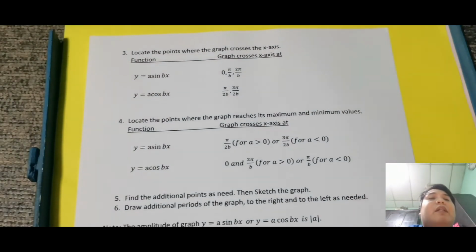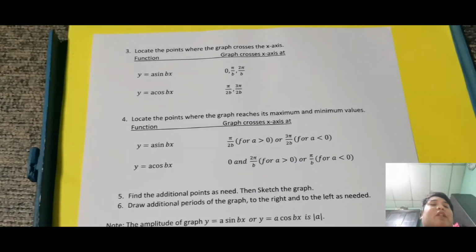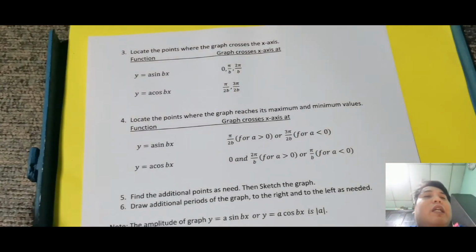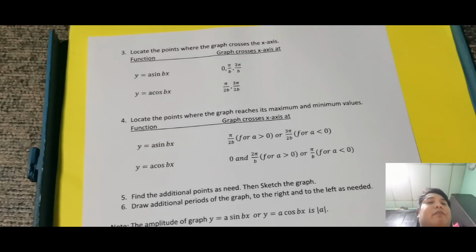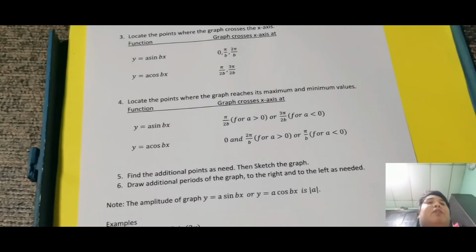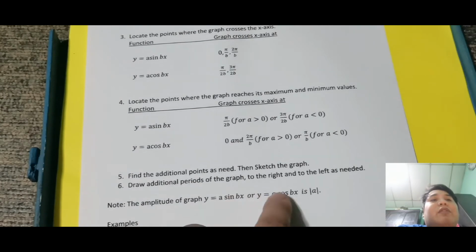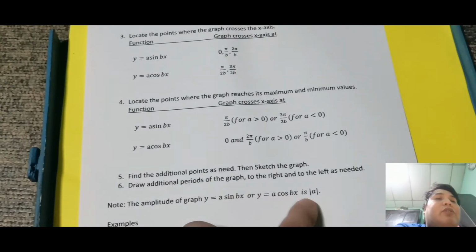Okay, next is find the additional points as needed, then sketch the graph. So, ayun nga, gagawin nga natin. Mauuna kasi mahanap yung ibang points eh. Kaya madali na rin. Then, draw the additional period of graph. So, meaning, ang ginawa lang natin is isang period. So, kunyari, gawa na natin yun, nag-wave na. Ulitin mo na lang, copy na lang, para magawa na. Okay, then note that the amplitude of y equals a sine bx, or y equals a cosine bx, is the absolute value of a.